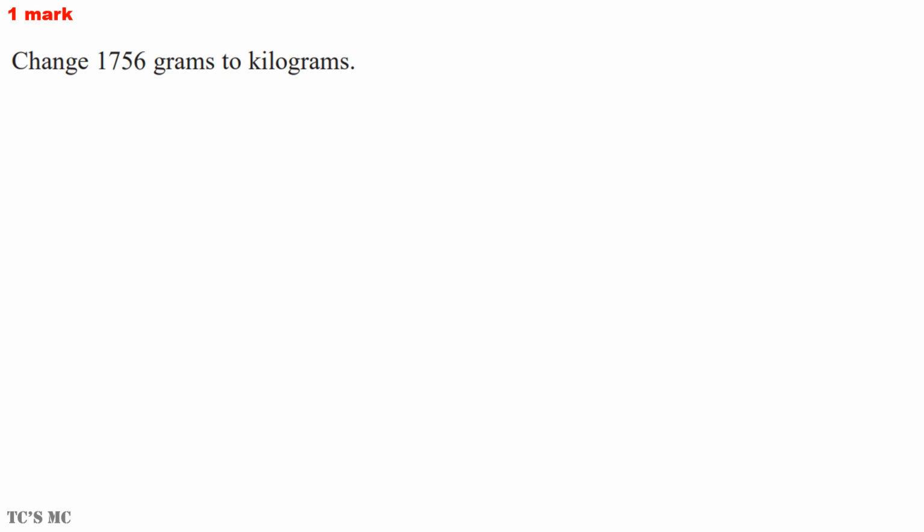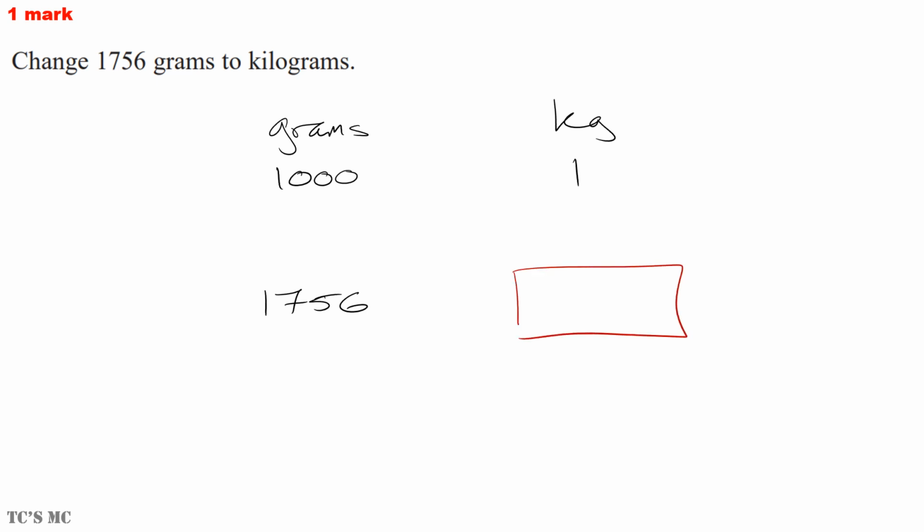Change 1,756 grams to kilograms. So I like to do it in a proportion kind of setting. I know 1,000 grams is equal to 1 kilogram. I'm asked to convert 1,756 grams, and I need to work out what this number over here would equal. To go from 1,000 to 1, I need to divide by 1,000. So same direction, same operation, and the answer would be 1.756 kilograms. You just need to write the answer. You don't have to show how you got this one.